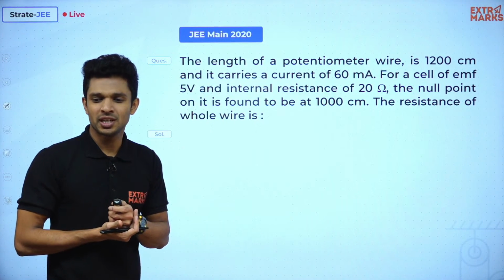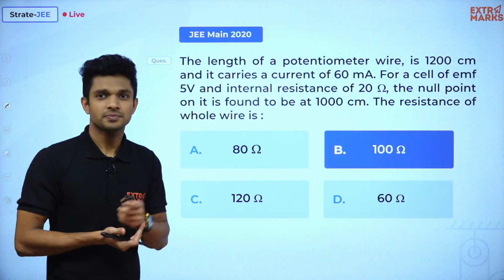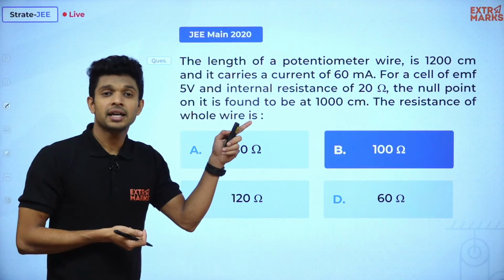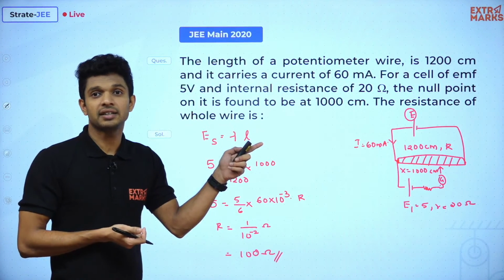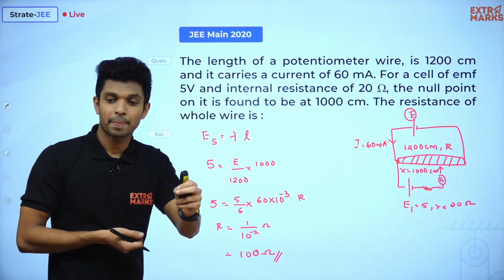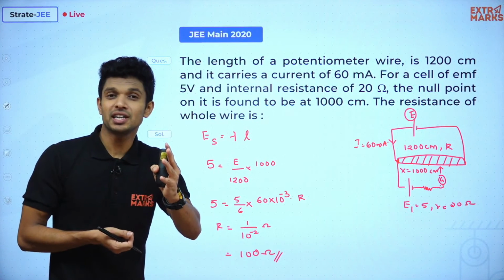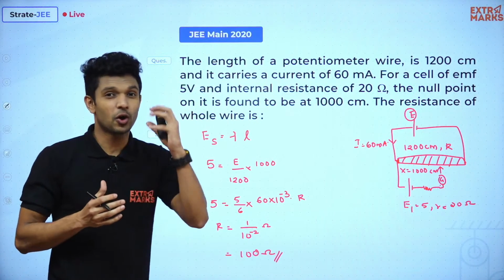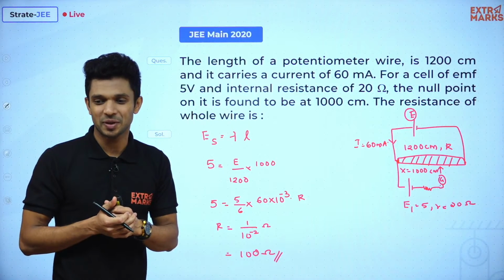So I think we can move to the next one. I think you all have marked the answer to the previous one, that is 100 ohms, right? And do take a screenshot of the answers which we have solved over here, and try to solve it again. That will help you understand the actual methods and all the hidden concepts behind this potentiometer.